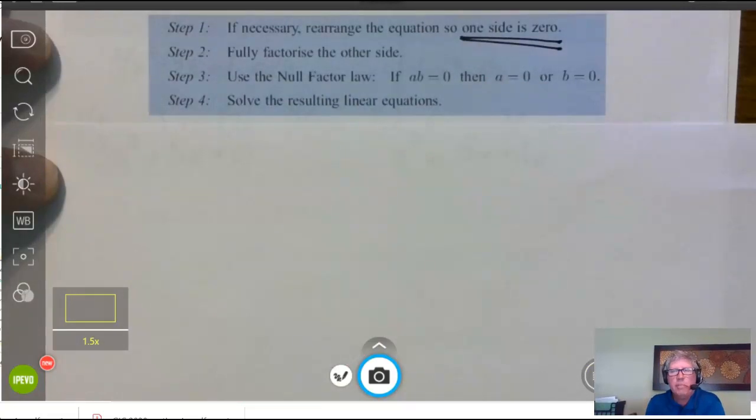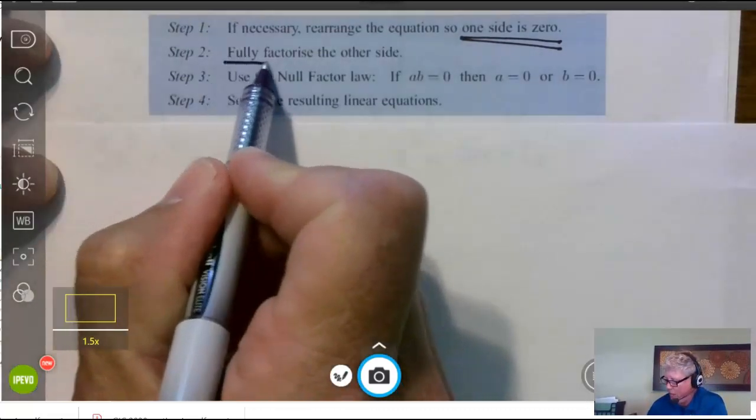The first step says get everything to 0. Not necessarily true, but if you want a step-by-step process, let's go with it. That's a fair one. As soon as you get better, you kind of go, oh yeah, maybe this is a good time to do that. But fully factorize the other side.